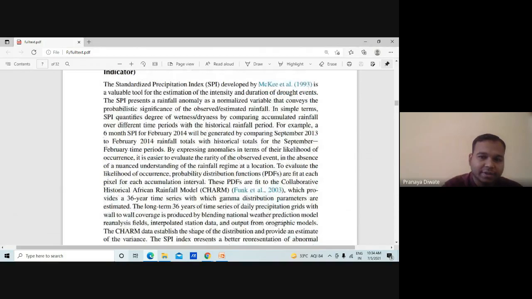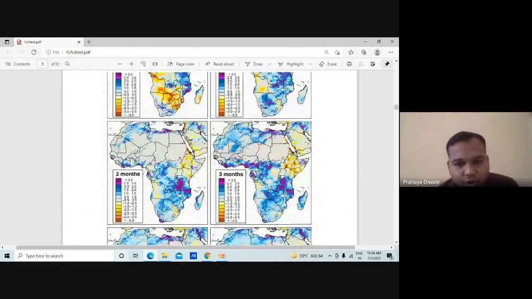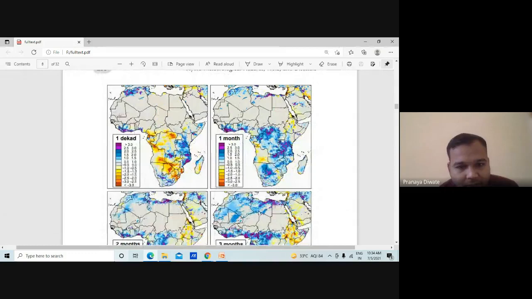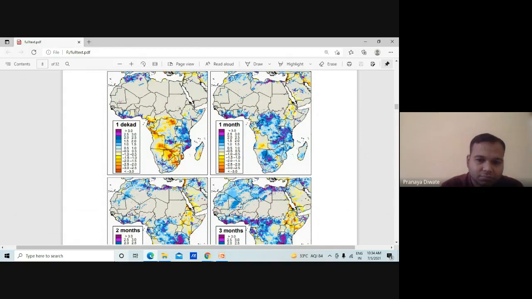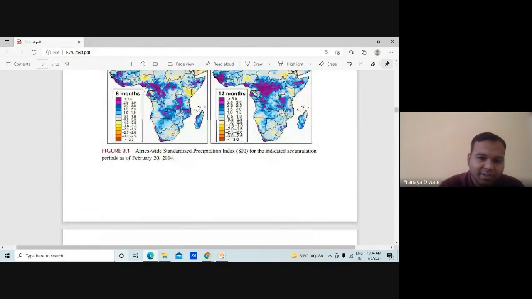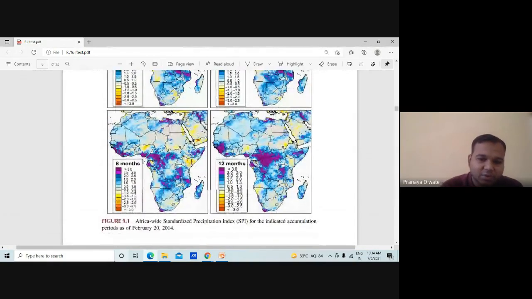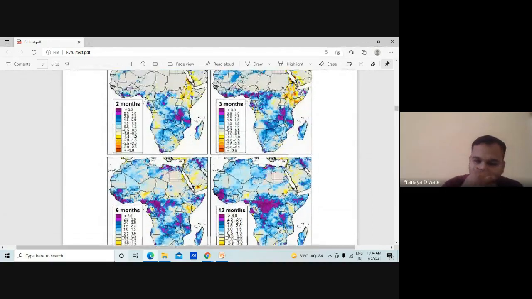This is a case study which is shown here: the Africa-wide standardized precipitation index for the indicated accumulation period. So this is how your map is prepared, the standardized precipitation index map.